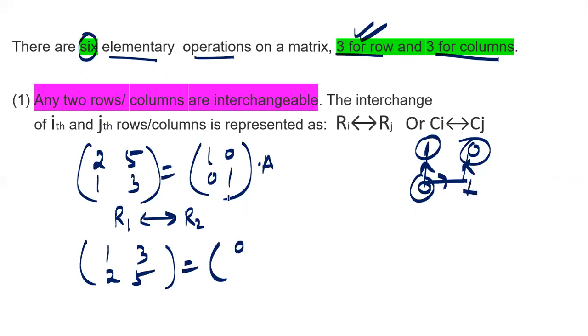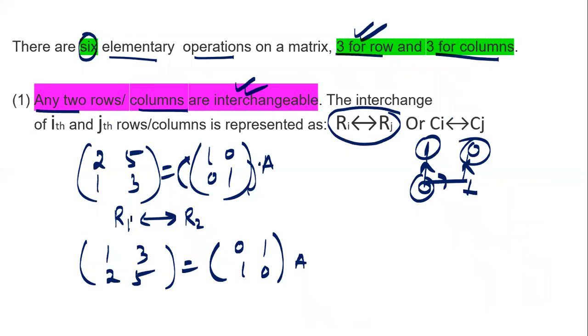Similarly, this side, 0, 1, 1, 0. This is the meaning of this line. Any 2 rows or 2 columns can be interchanged, and we denote it like this. Here I have interchanged R1 and R2. I will write like this.